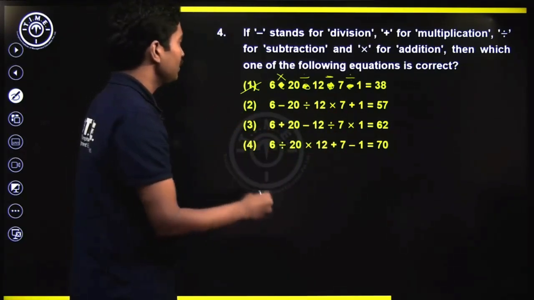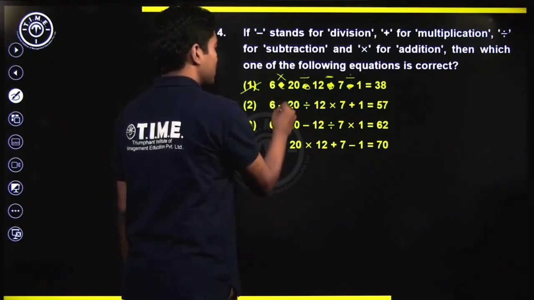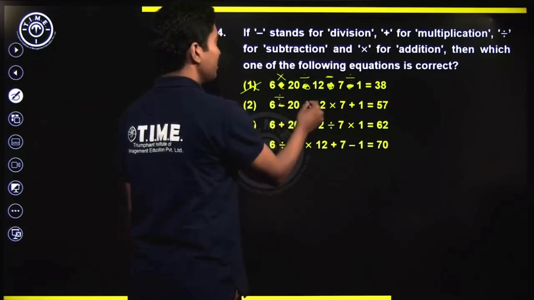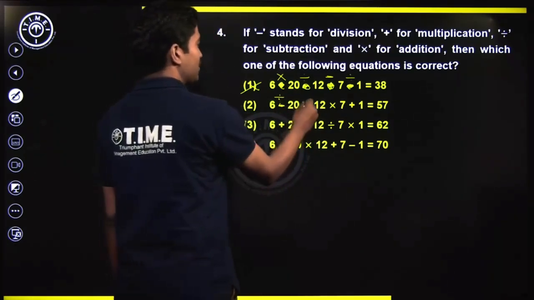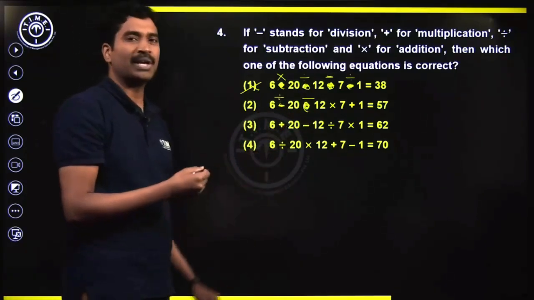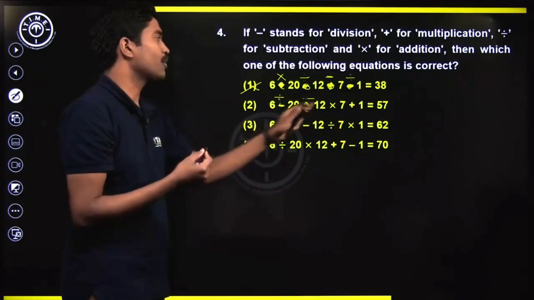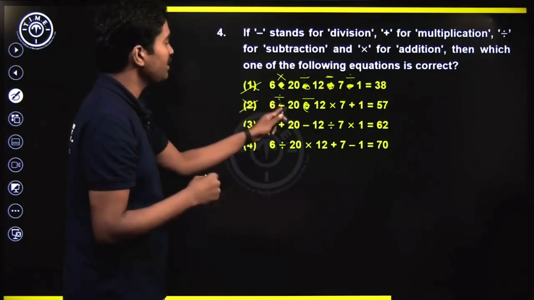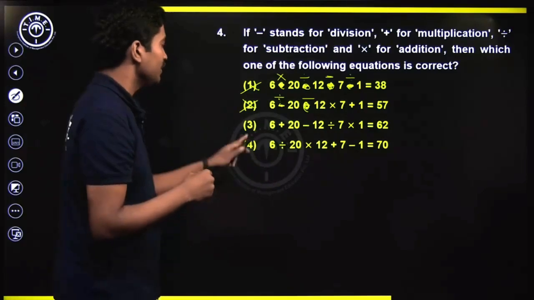Check the second one. Minus stands for division, so this is 6 divided by 20, now divided by is subtraction. We don't have to go further, 6 divided by 20 is 0.3, that will not be an integer anyway. What about 3? Because see, this is the only division, none of the others are divisions.